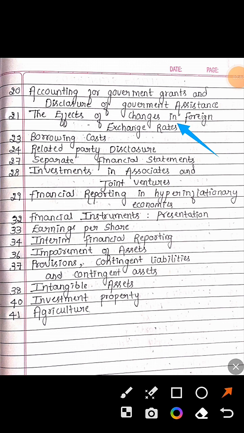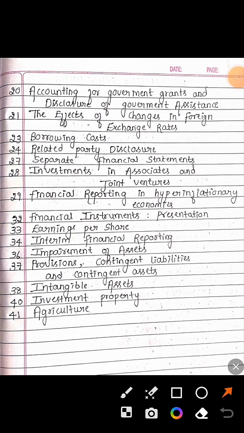Hope you have done it. Now we have Ind AS 23. Ind AS 23 is borrowing cost. When you get a loan on which you pay interest, this is the borrowing cost. You made a borrowing on which you incur some cost. This is a borrowing cost. It's very small. Ind AS 23 is borrowing cost.